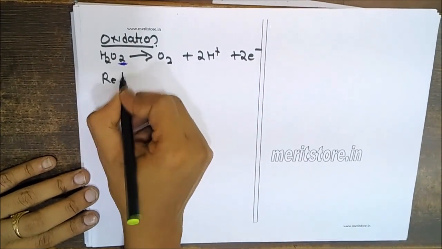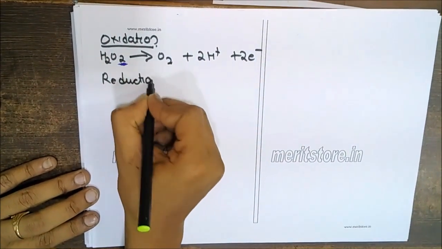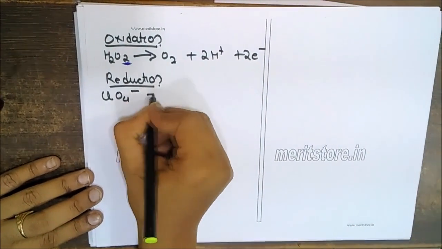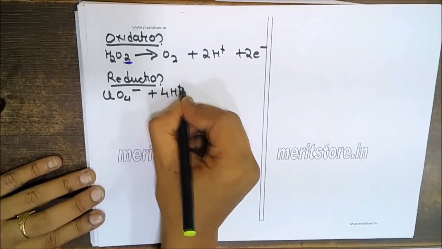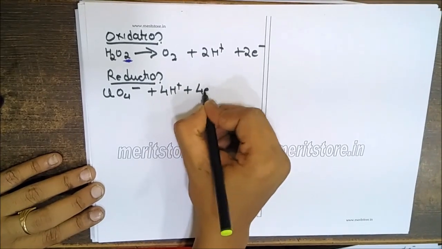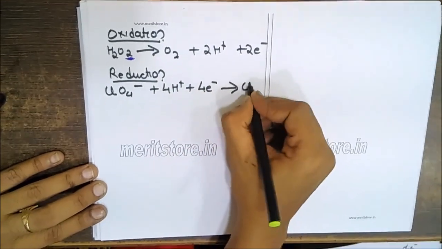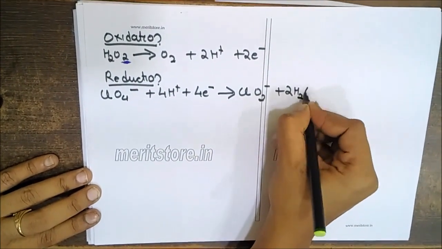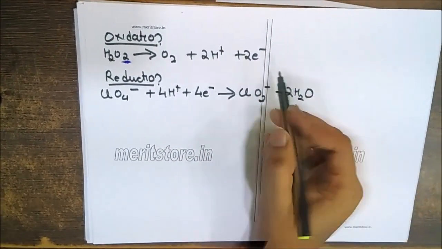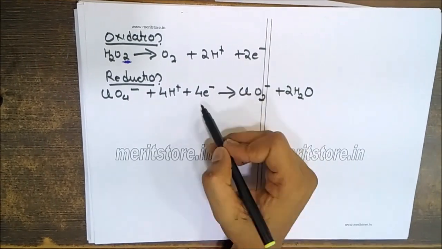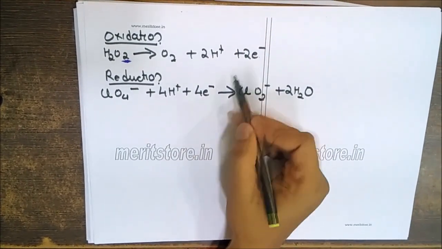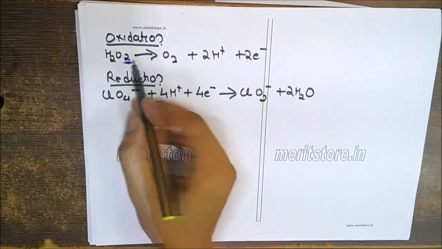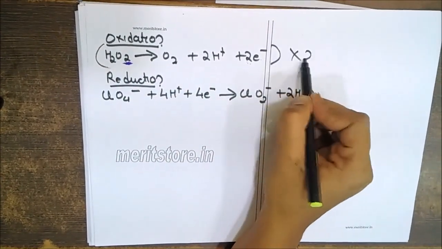Now I am writing my reduction reaction. Now look here, there are 2 electrons in the oxidation reaction and 4 electrons in the reduction reaction. We need to make these the same. So to make this 2 into 4, we need to multiply the entire oxidation reaction by 2.